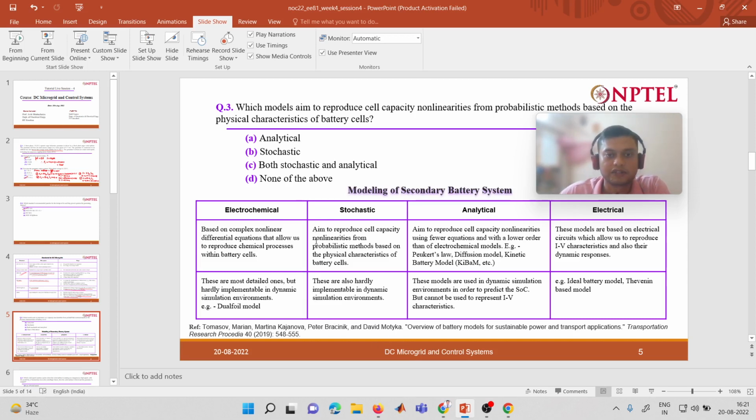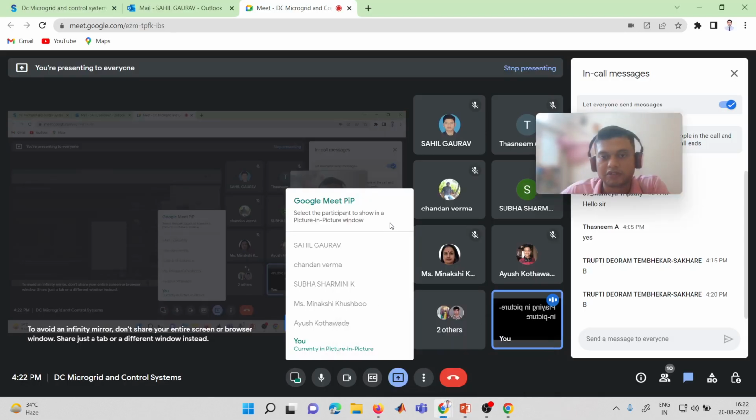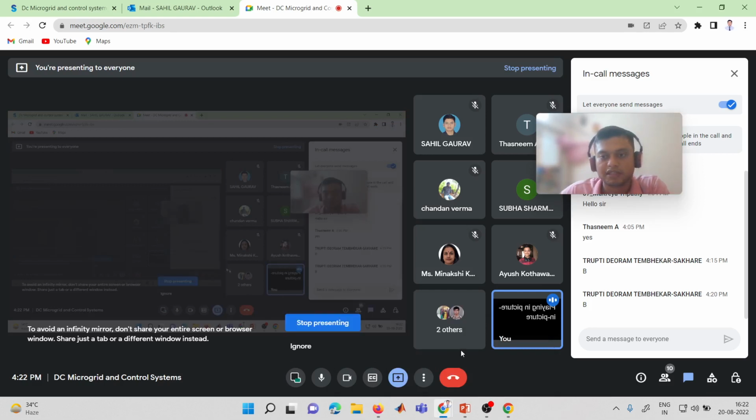So what is the answer? If you read this slide, you can get the answer from the slide. And what does secondary battery system mean? There are two kinds of batteries. Primary battery system is non-rechargeable; you just use it and throw it after using it. And for the secondary battery system, you can charge and discharge, like a rechargeable type of battery. So only one attendee is giving the answer. Trupti has given the answer B.